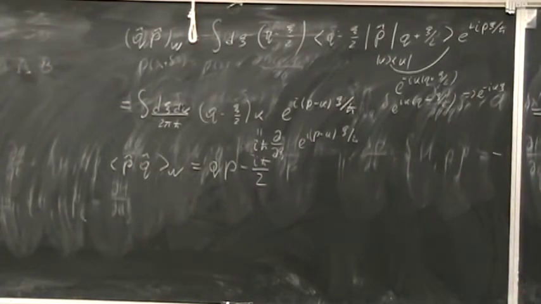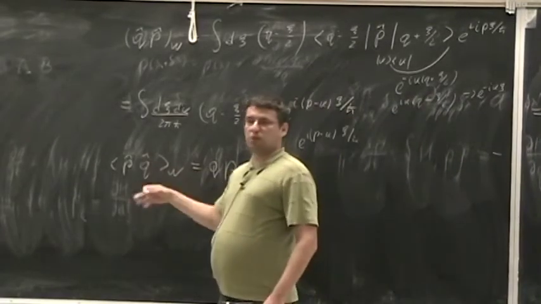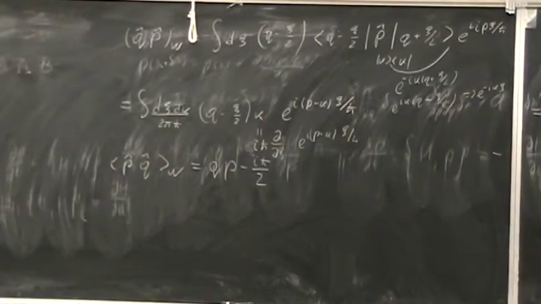And from here, you immediately see that if you deal with symmetric objects like pq plus qp, then its Weyl symbol is just the classical function. It's just pq. When you deal with an anti-symmetric object with a commutator, then you'll get a quantum part. And as we'll see later, it's just the Poisson bracket.